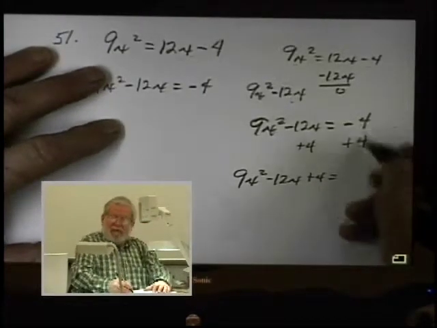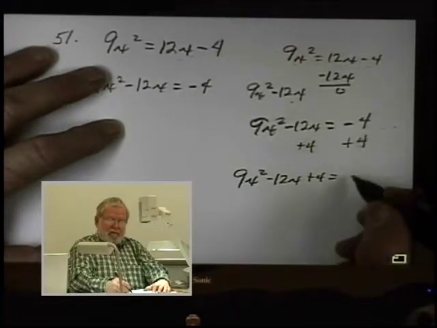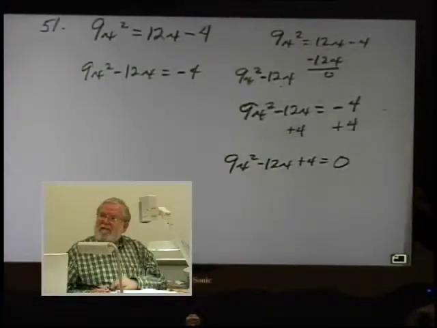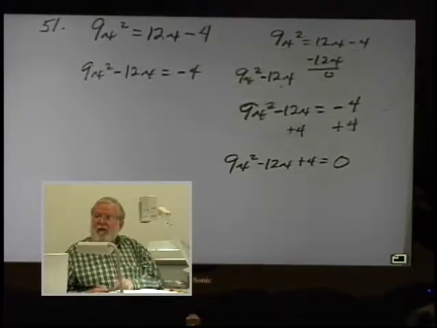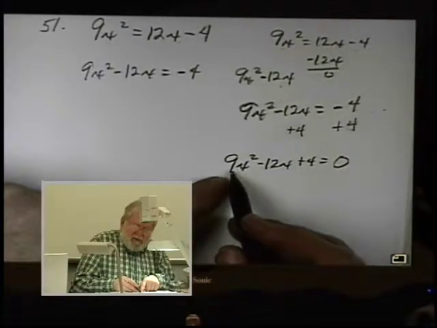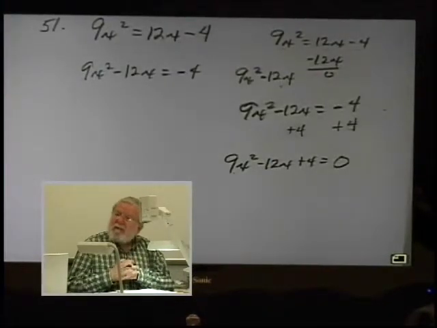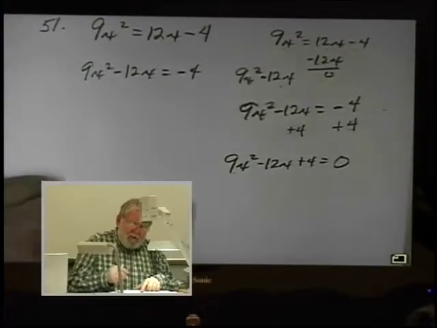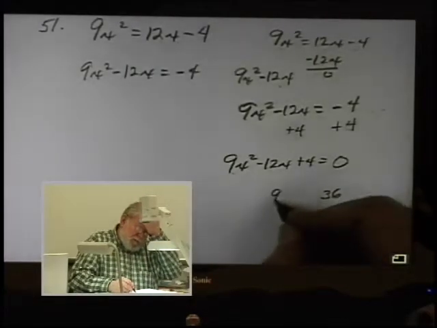And what do we have here? Minus 4 plus 4 is 0. All right, you see what we did? Now we have this all equal to 0, and we can factor it. Now notice we have a 9 up here and a 4 down here, so we have to multiply 9 times 4. 9 times 4 is 36.